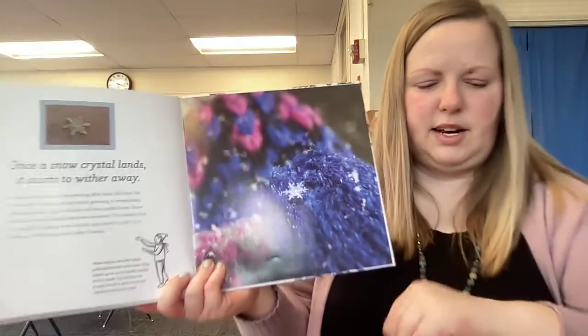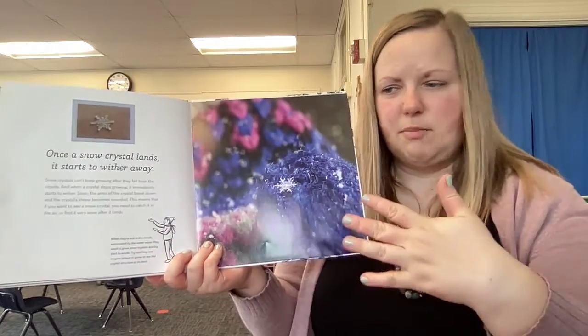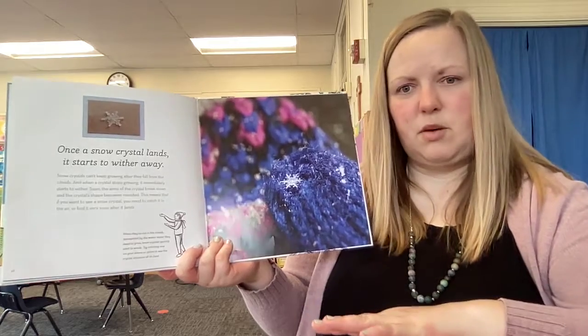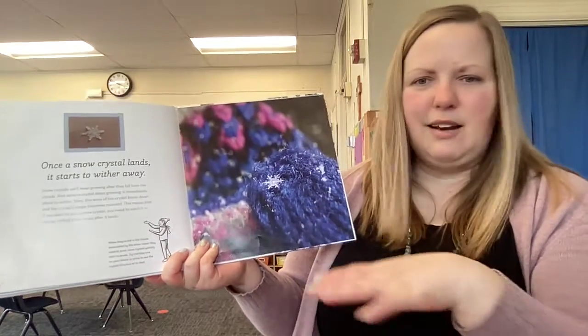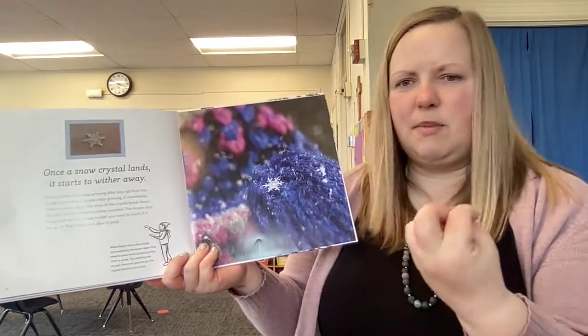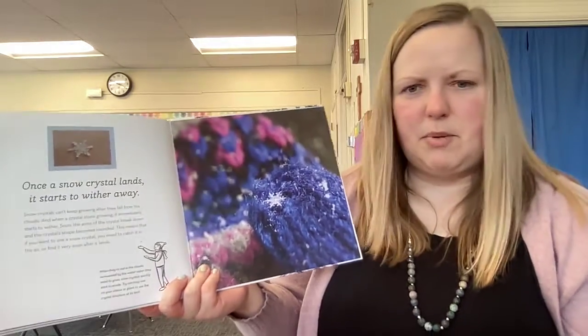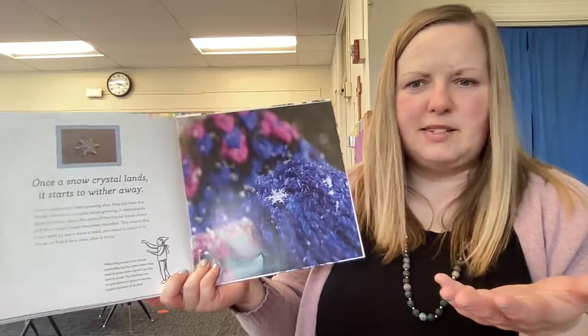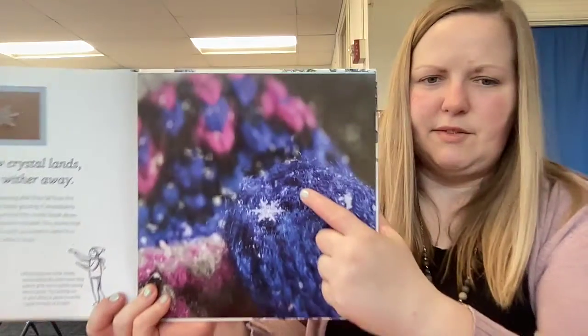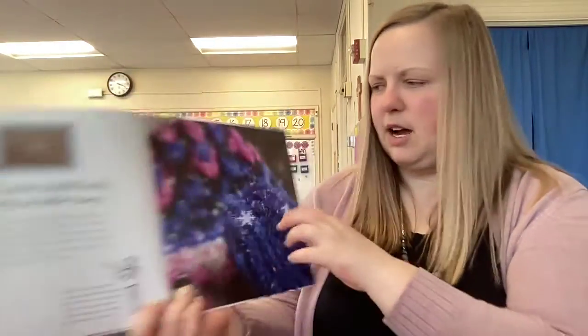That's great on a snowy day, to catch them on your sleeve or on your mittens, and then you can see them before they wither away. Once they land on the ground, they kind of all clump together and the arms break off. If you pick up a clump of snow off the ground, it's hard to see the beautiful design of a snowflake because it's kind of broken down.